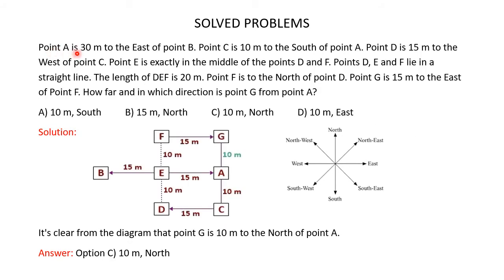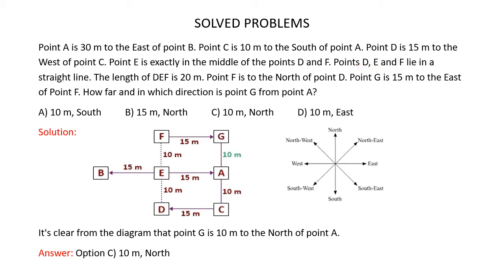Point A is 30 meters to the east of point B. Point C is 10 meters to the south of point A. Point D is 15 meters to the west of point C. Point E is exactly in the middle of the points D and F. Points D, E and F lie in a straight line.